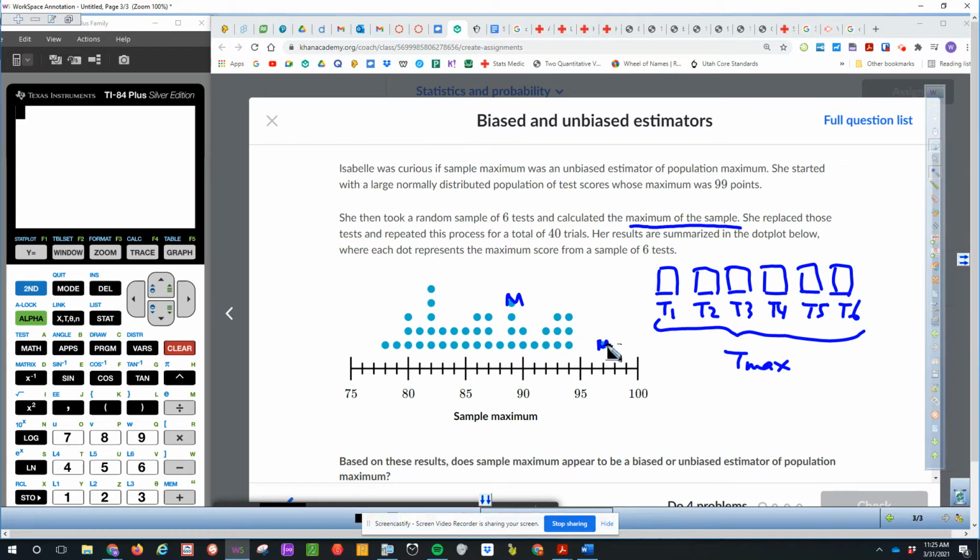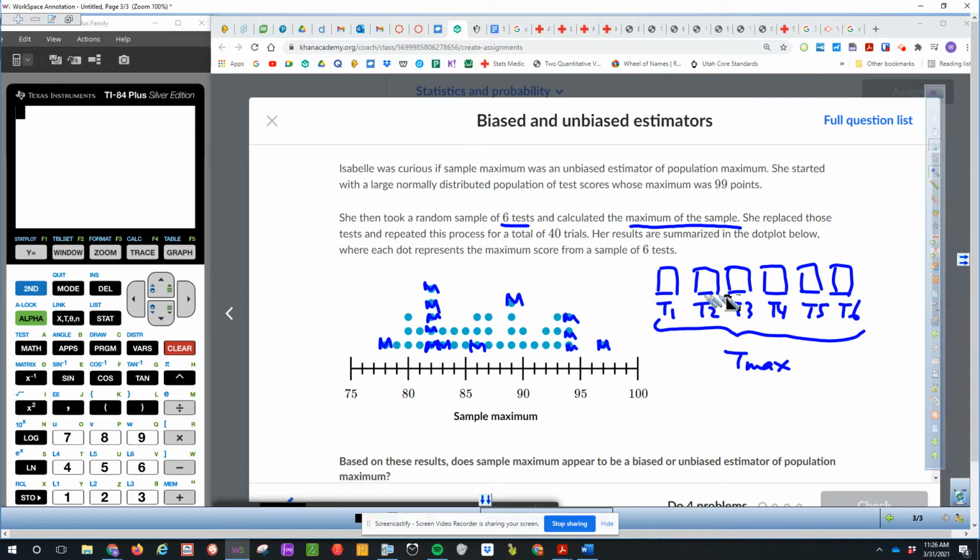Each dot here is the maximum of 6 tests for that trial. They're all maximums of the 6 tests in that trial, and there are 40 of them, right? They're all maximum of a trial, and each trial consists of 6 tests. So if you can understand this, that's the whole idea of a sampling distribution.